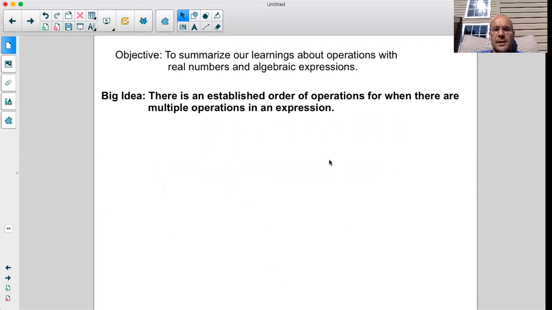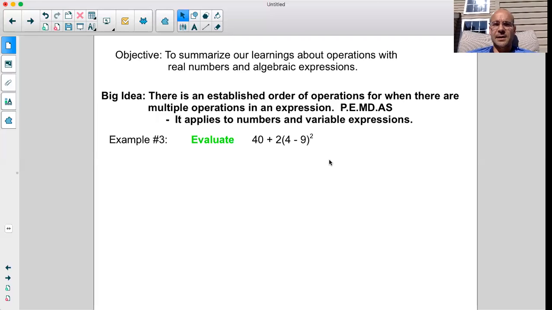Next big idea, there's an established order of operations for when there are multiple operations in an expression. In the expression 12Q, there was only one operation, it was times. But if there's multiple operations in an expression, then we have to have an established order, and we know that as PEMDAS. And here I separated it out because multiply and divide happen at the same time, add and subtract happen at the same time. So we've seen this come together for number and variable expressions.